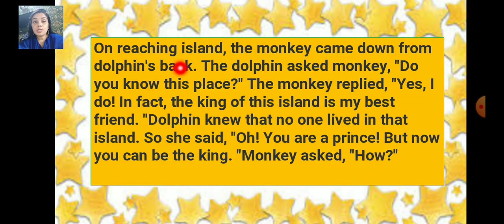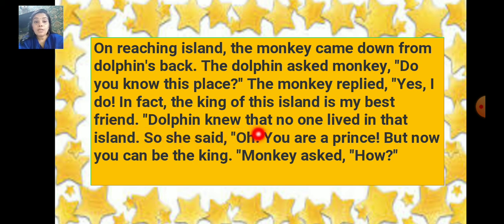The dolphin took the monkey to an island. On reaching the island, the monkey came down from the dolphin's back. Now the monkey cannot swim because he has already drowned, so the dolphin was carrying him on his back. The dolphin asked the monkey, "Do you know this place?" The monkey replied, "Yes, I do. In fact, the king of this island is my best friend."